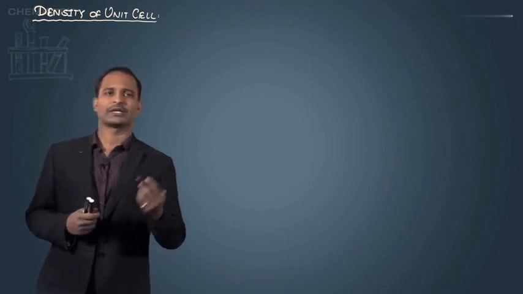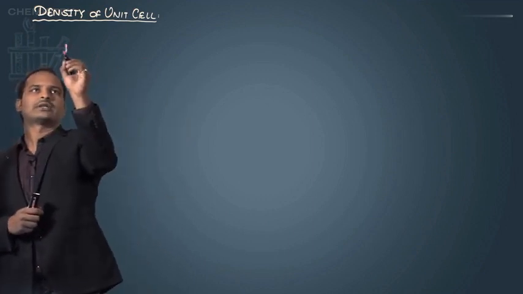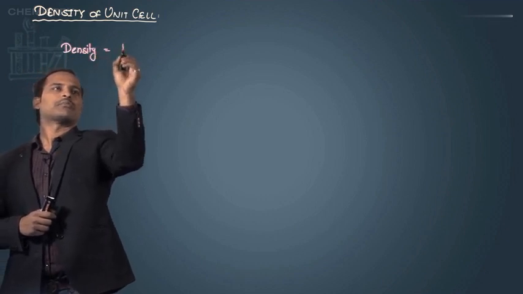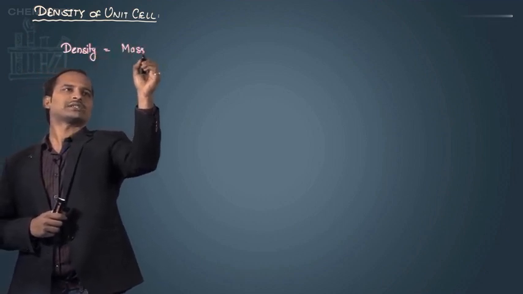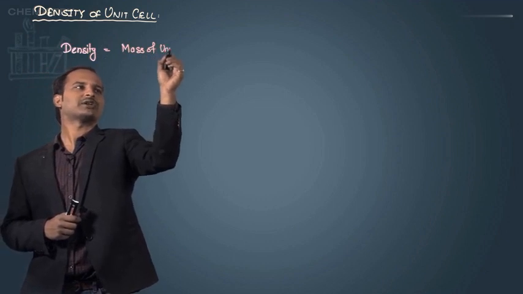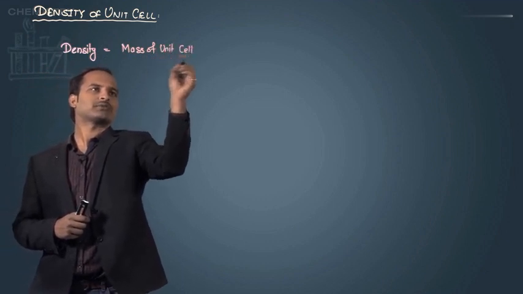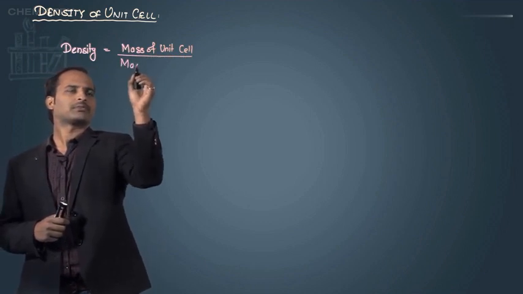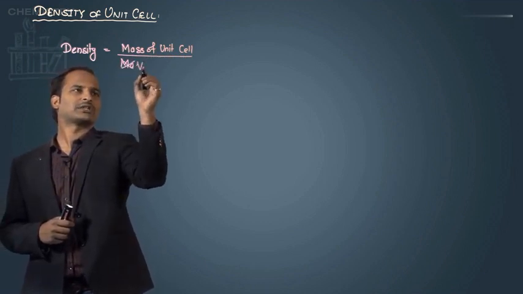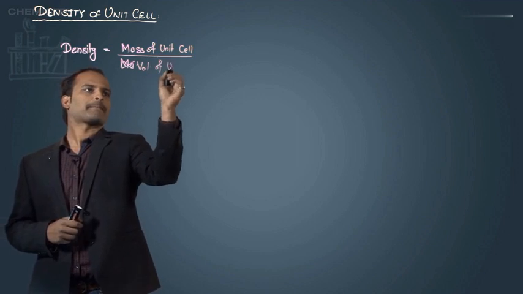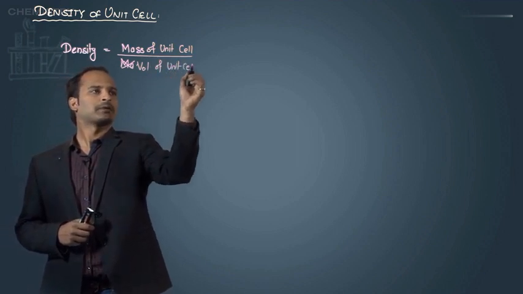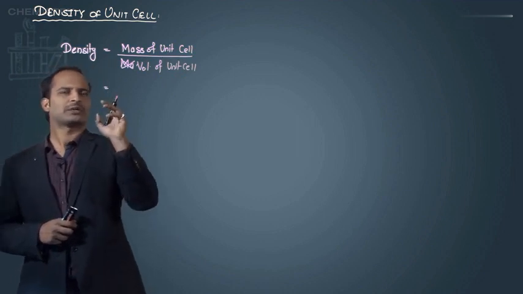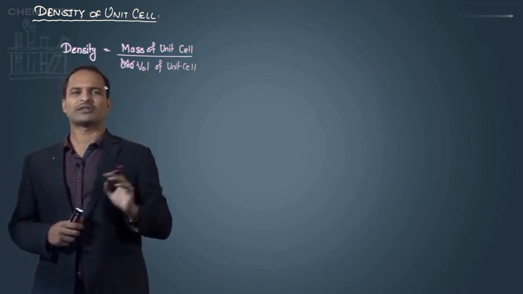For calculating density we have a formula: density is equal to mass upon volume. Since it's a unit cell, I can say the mass of the unit cell upon the volume of the unit cell. The volume of unit cell, and the mass of unit cell.